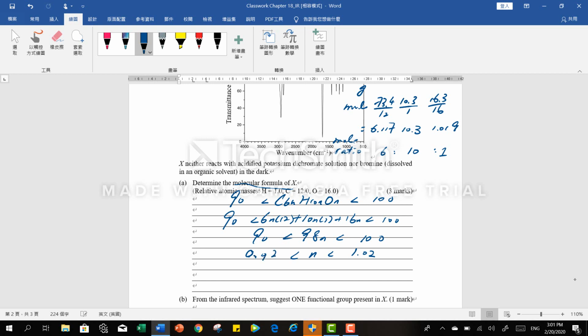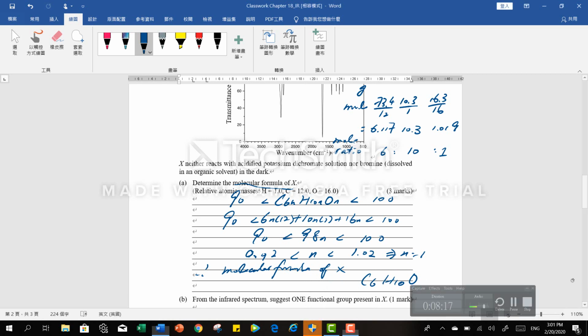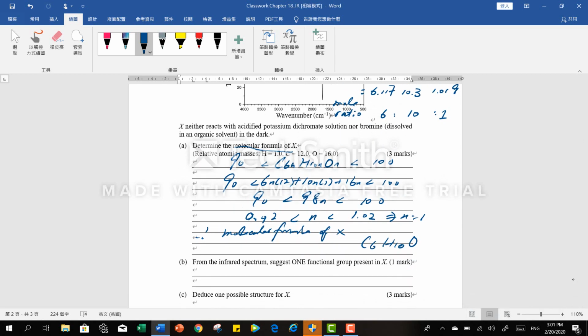Now, you will see that n is between 0.92 and 1.02, and n has to be an integer, right? So therefore, n should be 1, which means the molecular formula is equal to the empirical formula for X. It will be C6H10O, okay?